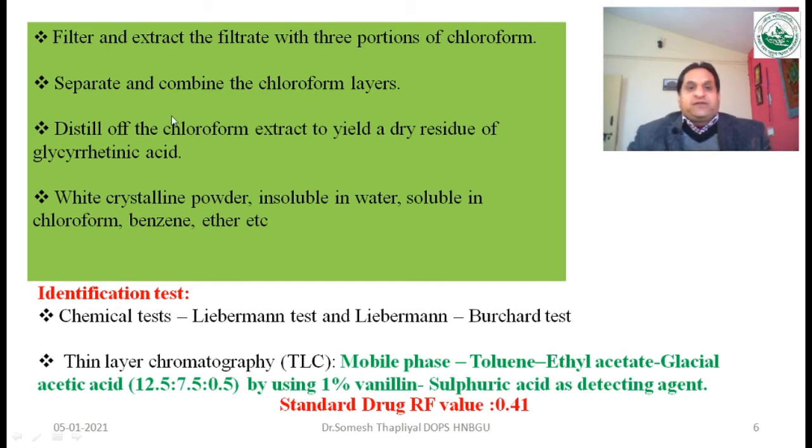After that you will combine all the chloroform extracts and distill off the chloroform. After sufficient extraction, you will take all the chloroform extracts and combine them. After that you have to do the distillation of the chloroform extract to evaporate the chloroform, due to which you will get the dry residue of glycyrrhetinic acid.